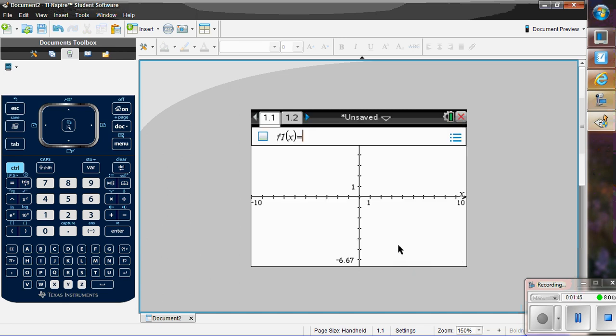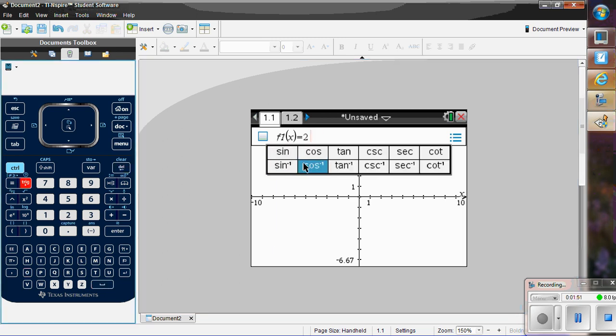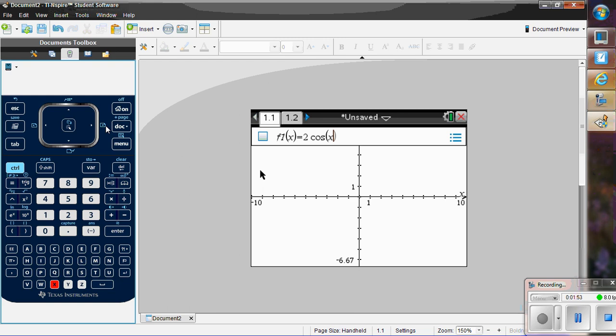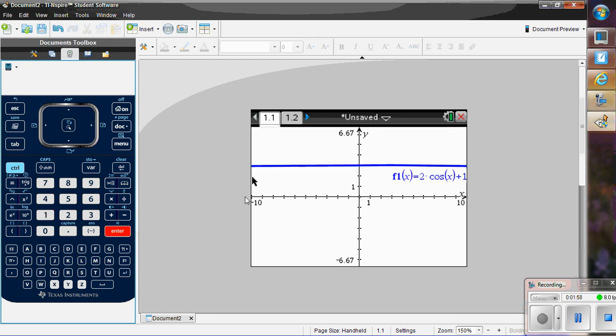So I fixed this, and now I'm going to type in my equation. Use the trig button: 2 cosine x, outside the parentheses, plus 1. Once I've done this and hit enter, it looks like a flat line.